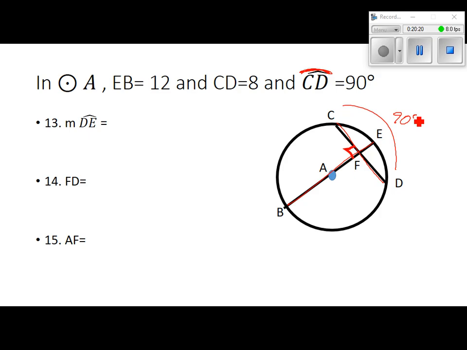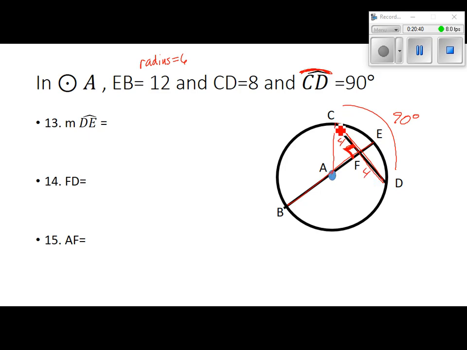Same idea on this one. If EB is 12, then that means the radius is 6. So I'll probably use that at some point. CD here, this chord is 8, and it forms a right angle right there, and so it has to be bisected. So that part has to be 4, that part has to be 4.